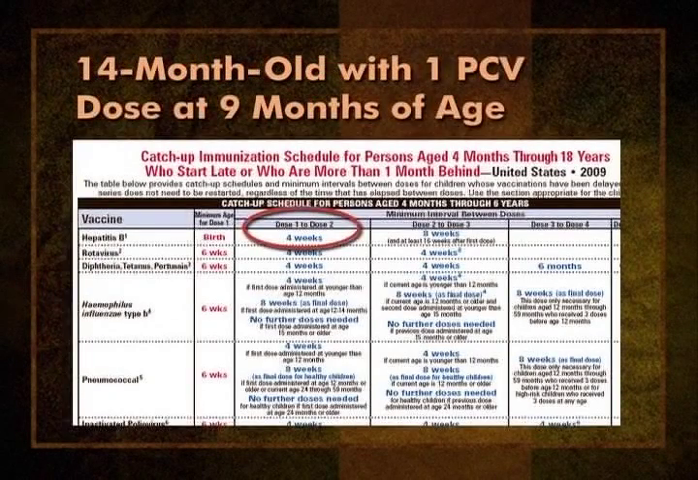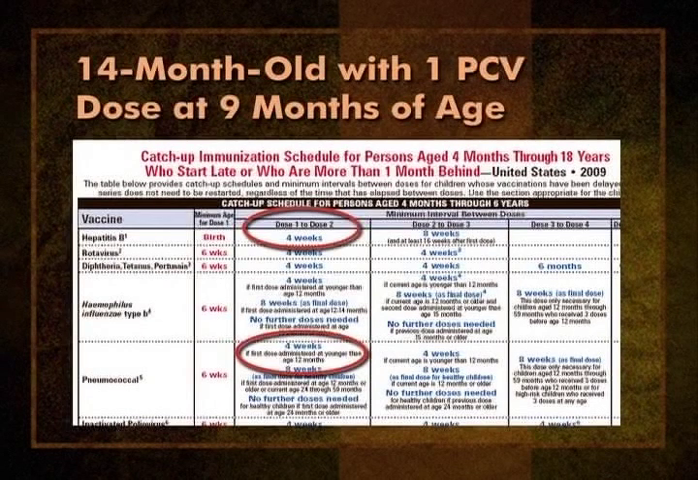Now, suppose you have a healthy 14-month-old child in your office who has a record of 1 dose of PCV at 9 months of age. The first question is whether the child needs any more doses of PCV. To determine this, go to the Dose 1 to Dose 2 column and follow it down to the pneumococcal row. There are 3 entries in the PCV row in this column. The one that applies here is the first one.